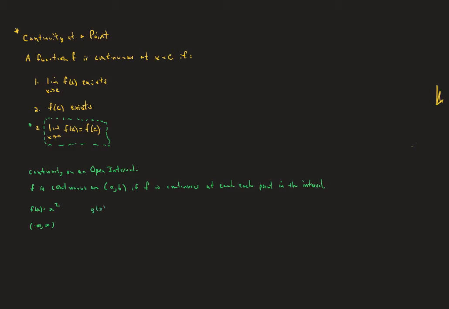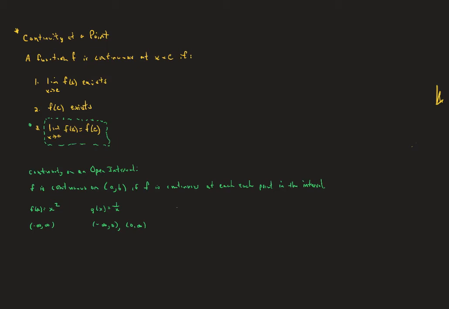If you said g of x was 1 over x, then you could say that is continuous on the open interval from negative infinity to 0. Remember, it's got a vertical asymptote at 0, so it's not going to be continuous there. And it's also continuous on the interval from 0 to infinity.